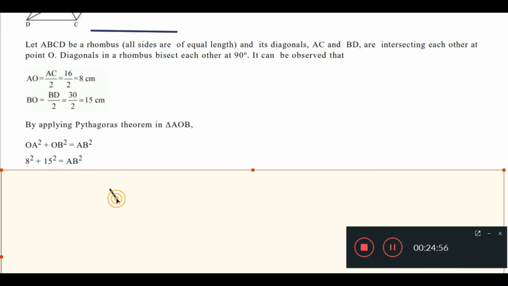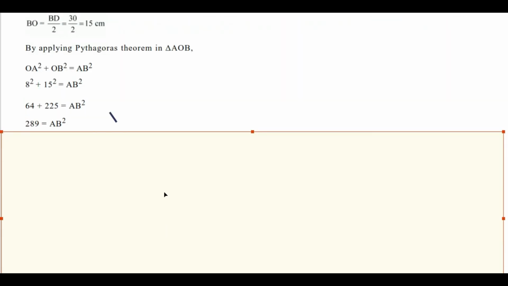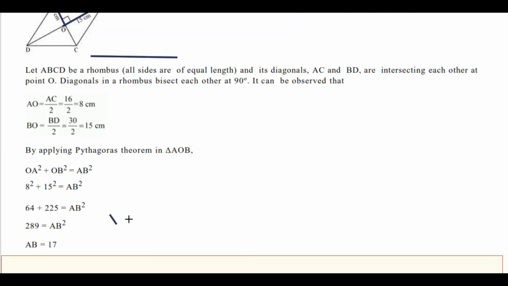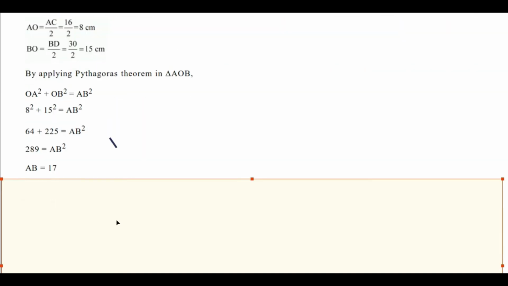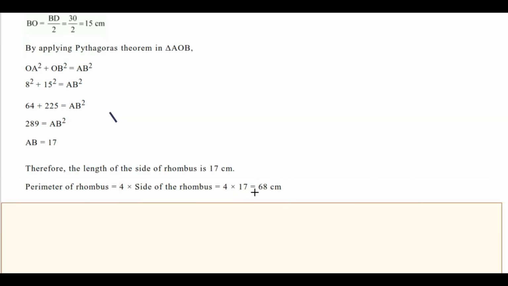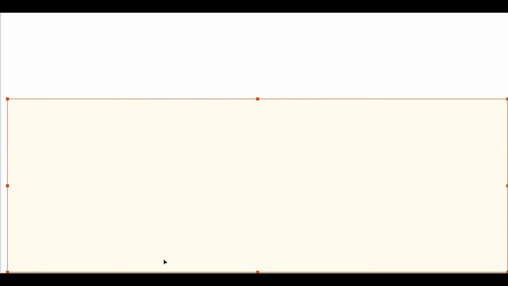the square of 8 is 64 and the square of 15 is 225. So the sum is equal to what? 289, which is the square of 17. Okay, so the value of AB equals 17. Then for calculating the perimeter of this figure, we will multiply AB with 4. So 17 into 4 gives us the value 68 centimeter. So this is our answer, and that's all.